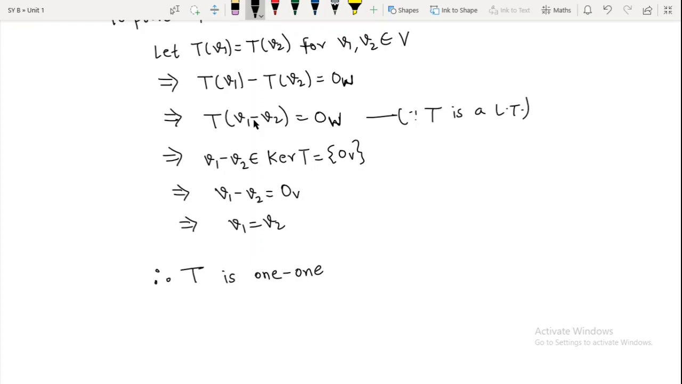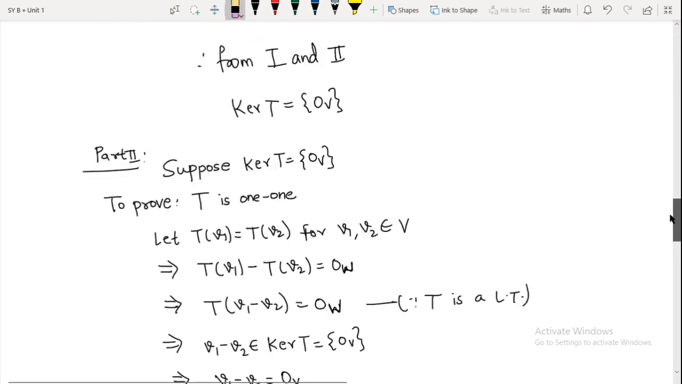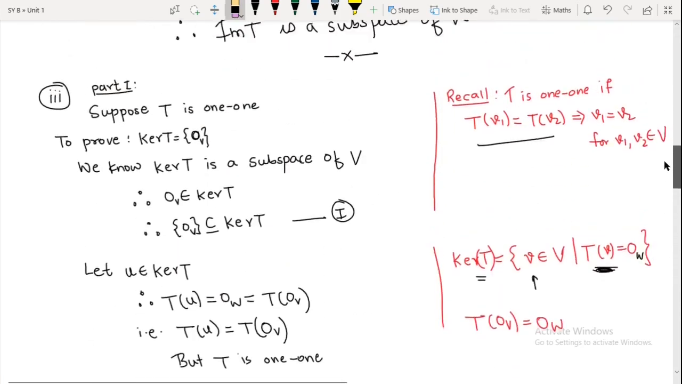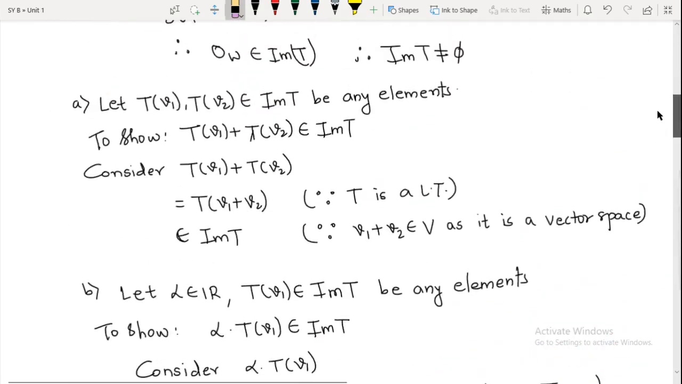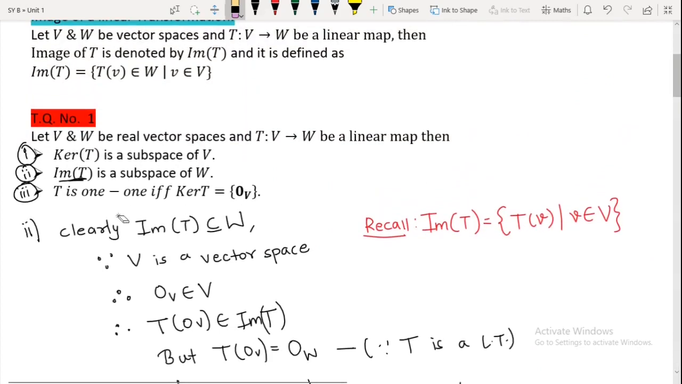Okay, so that ends our proposition. Now note one thing, this result is very important. Whenever we have to prove that a certain linear transformation T is 1-1, we can show that kernel of T is equal to the singleton {0}.